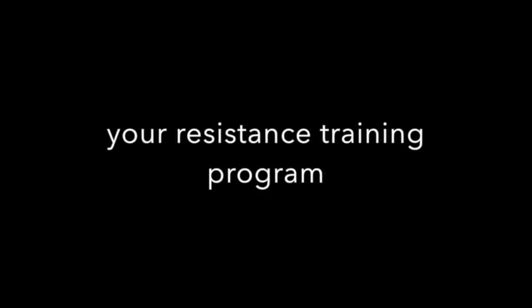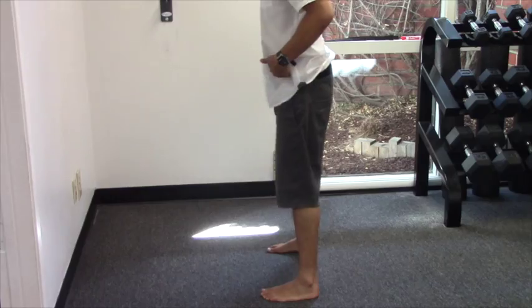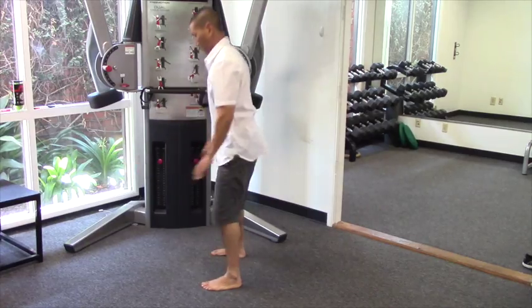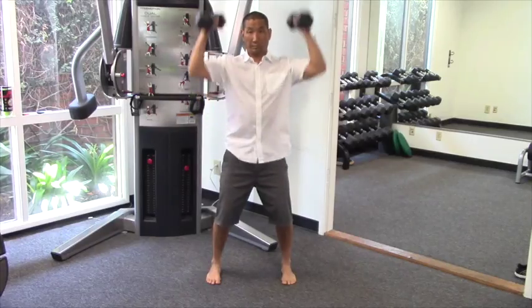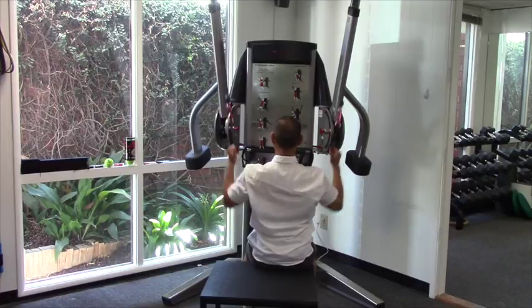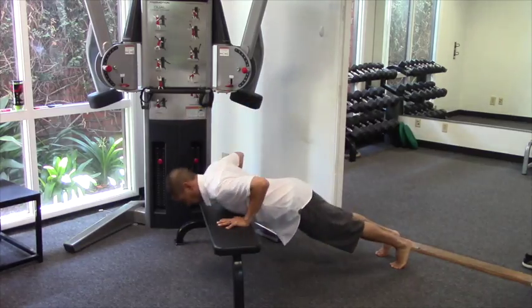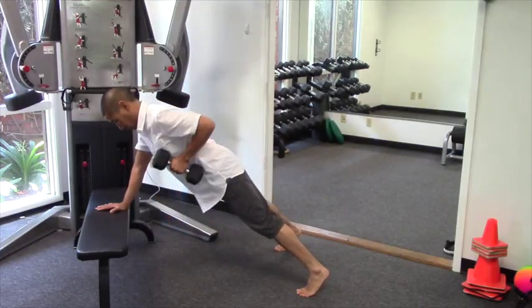In conclusion, your resistance training program will always include a hip dominant, a quad dominant, a twist or anti-rotation, a vertical push, a vertical pull, a horizontal push, and a horizontal pull.